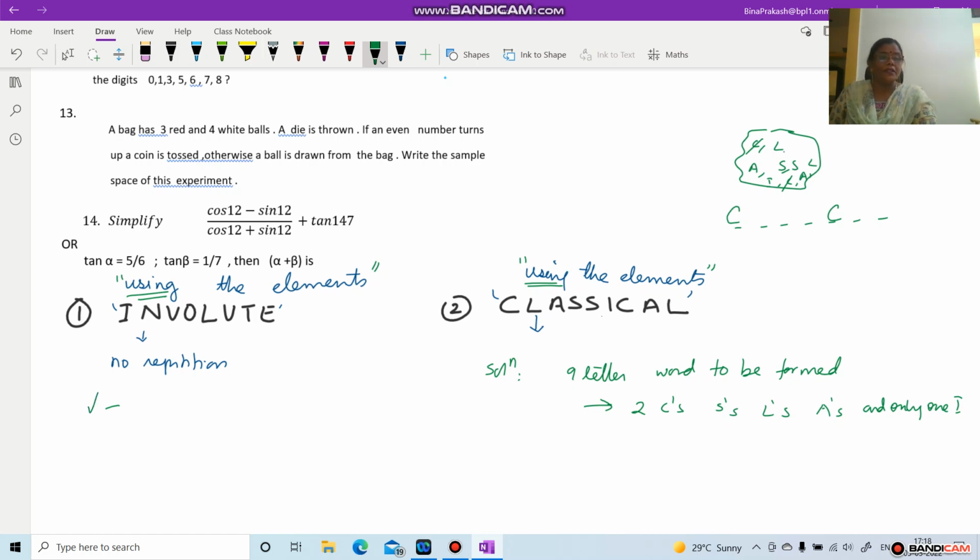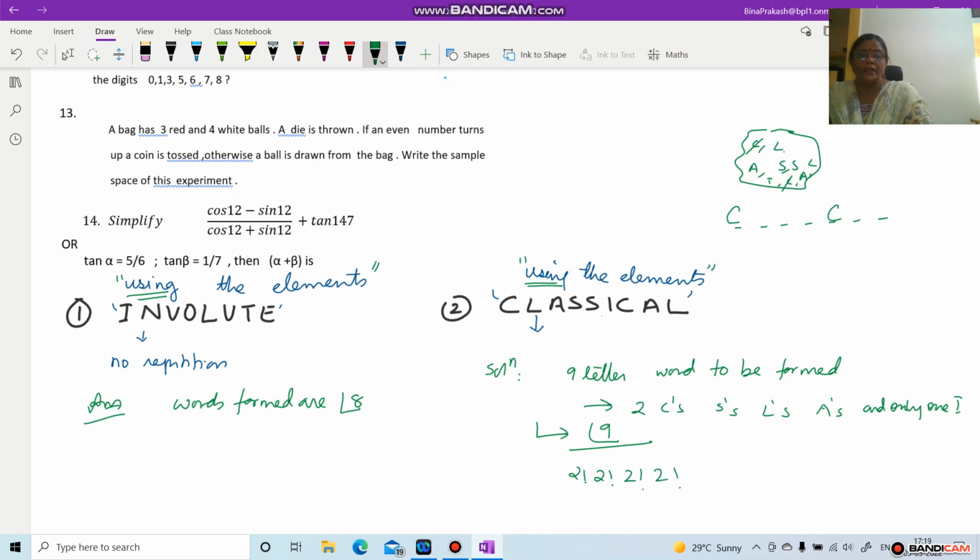So the answer to this is, you're using all the letters: 1, 2, 3, 4, 5, 6, 7, 8. So the number of words formed is 8 factorial. Here the number of words formed is 9 factorial, but since there are two C's, we will have to divide by 2 factorial; for two S's, we have to divide by 2 factorial; for two L's, divide by 2 factorial; and for two A's, divide by 2 factorial. So we have this many words formed. I suppose this is clear to all.